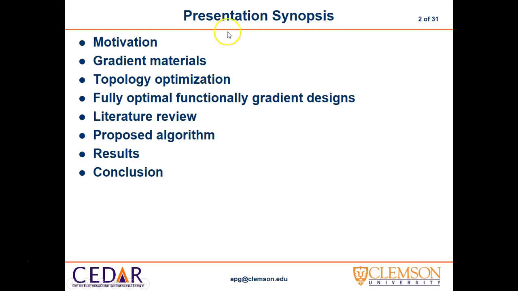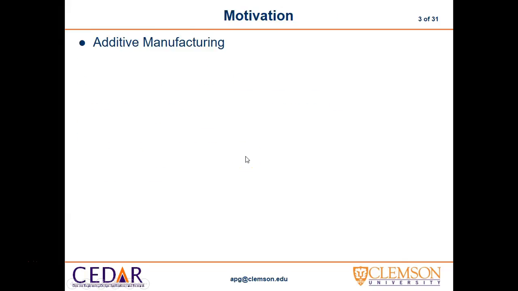So this is the outline of what we're going to cover. First, motivation about the topic of functionally gradient materials. Then talk about what gradient materials are, what topology optimization is, what exactly we're trying to do with fully optimal functionally gradient materials, and look a little bit at literature, and then look at the proposed method, results, and conclusion.